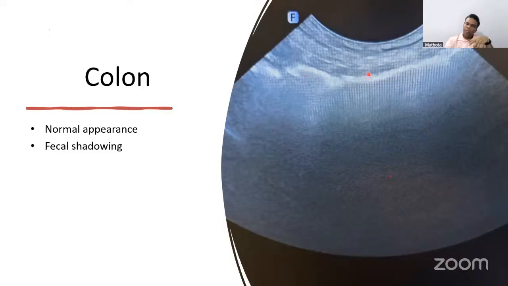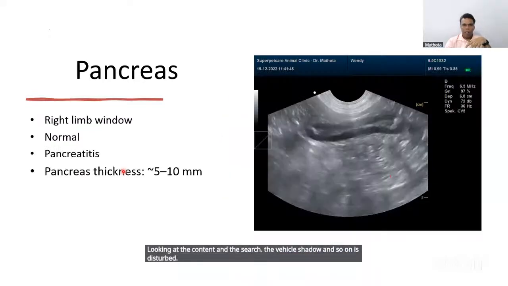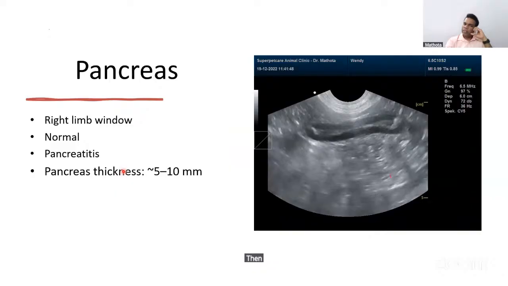But in cross section, you can follow the colon maybe up to the cecum, looking at the content and the surface. The fecal shadowings always disturb the vision. Then you come to the pancreas. Scanning the pancreas is an advanced technique.